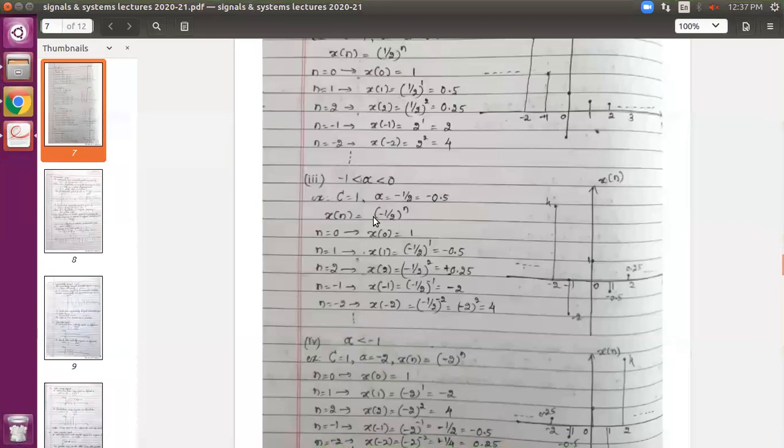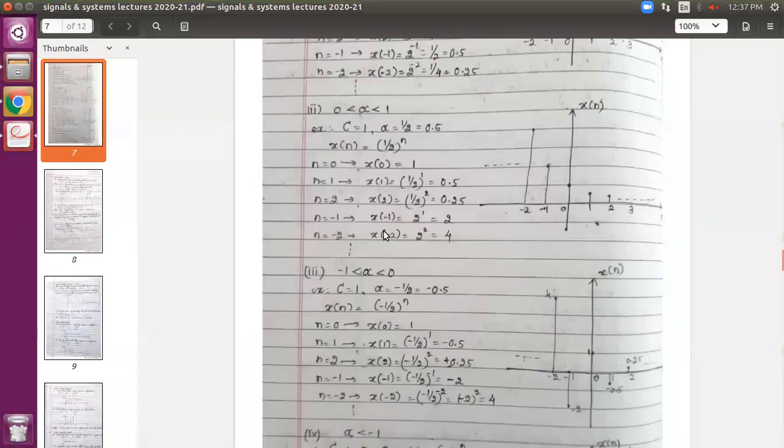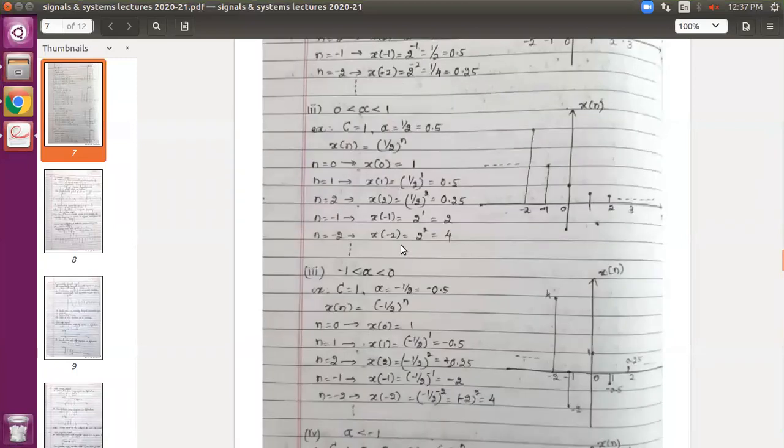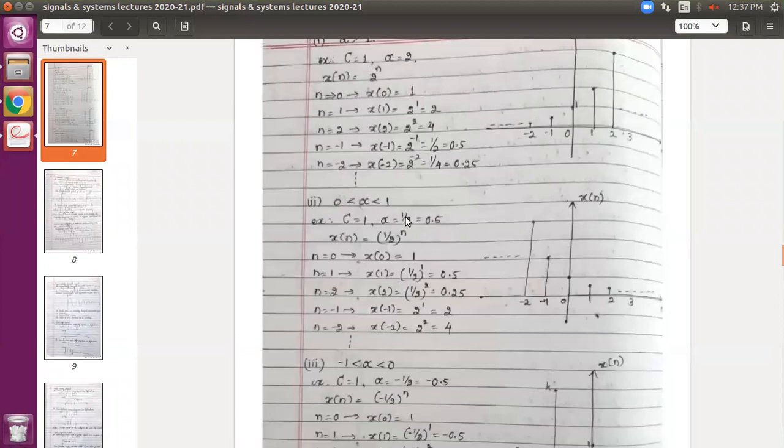So this was the work given to all of you, the second, third and the fourth condition for different values of alpha. I hope you have done it. I have already shared this document in your Google Classroom and HRMS. Please go through it. One simple example I can show you.